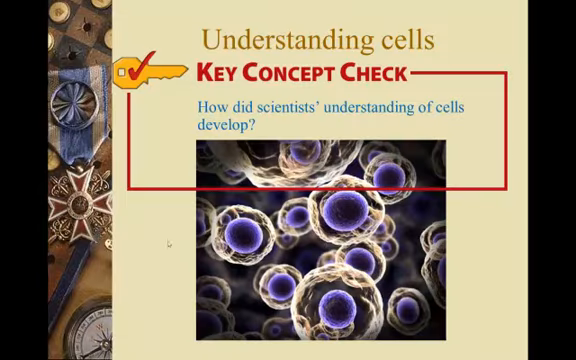So the key concept here: how did scientists' understanding of cells develop? And it's with those central scientists that I listed at the very beginning, from Robert Hooke all the way to Virchow.